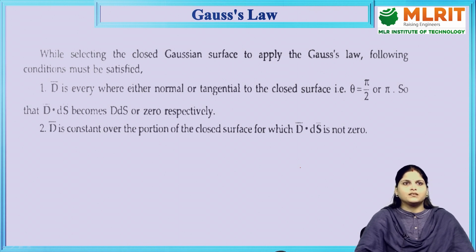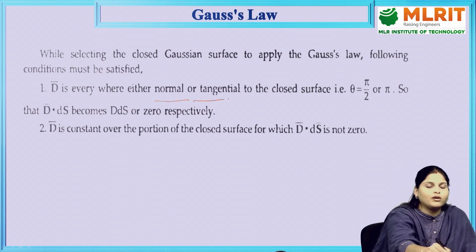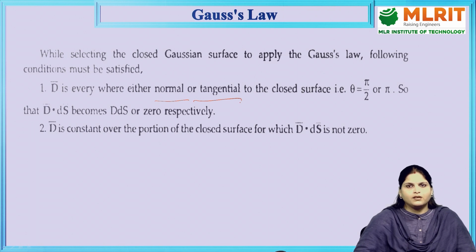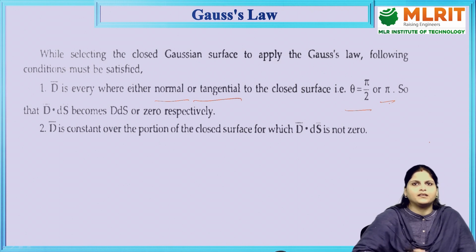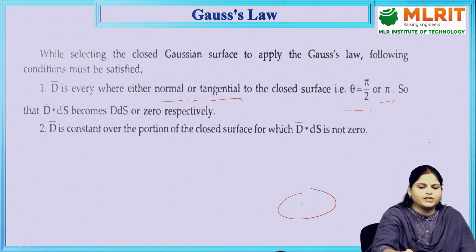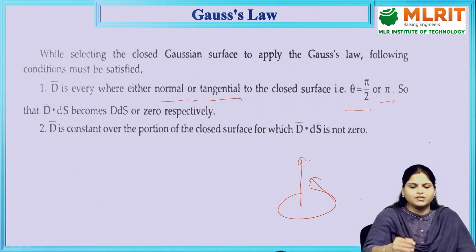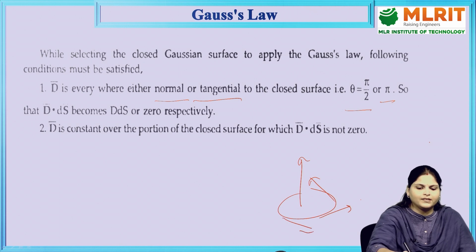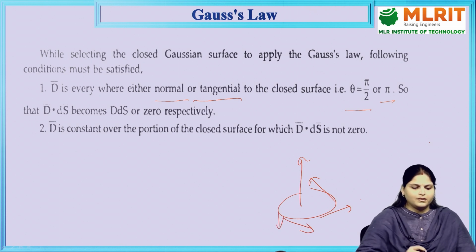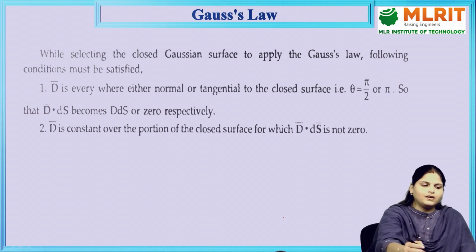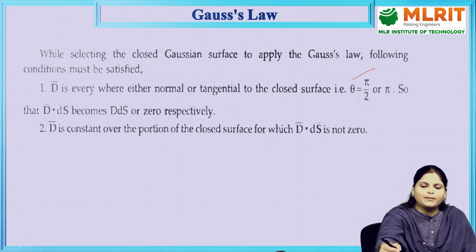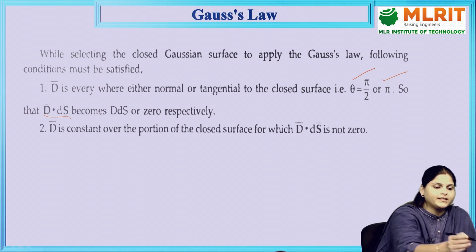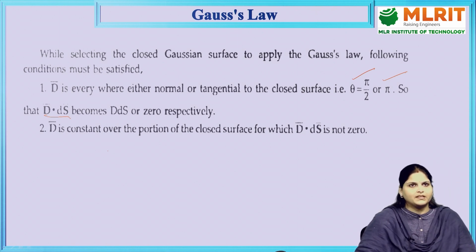The first one is that the flux density, everywhere, can be normal or tangential to the closed surface. Normal means you can take theta equals pi by 2, tangential can be taken as pi. So if this is the surface, this is normal; if it is like this, it is tangential. So these angles can be theta equals pi by 2 or pi, so D dot dS becomes D dS or 0 respectively.